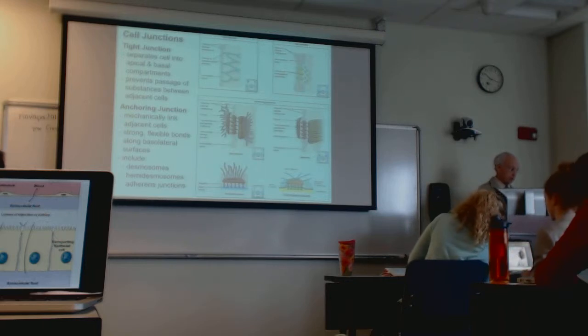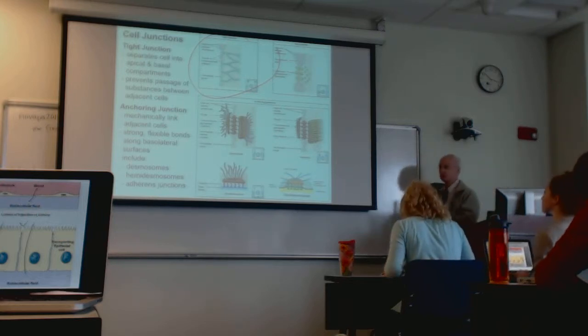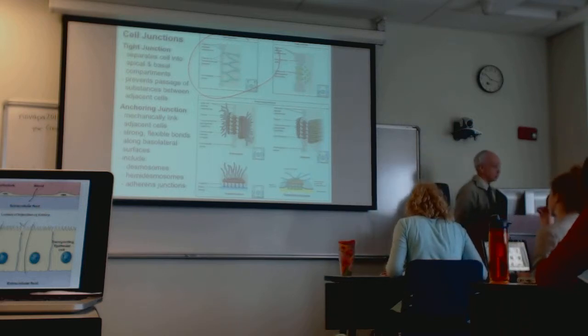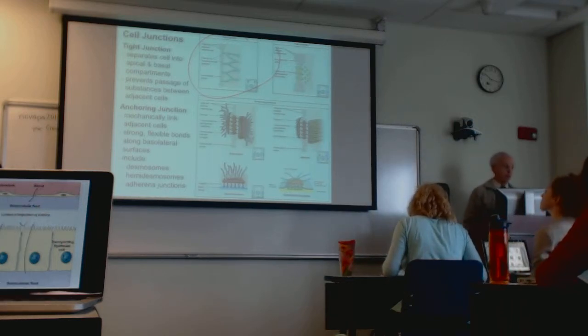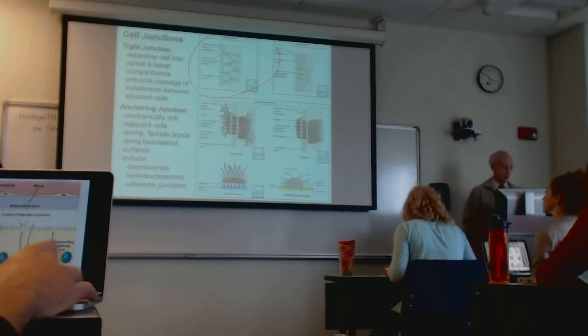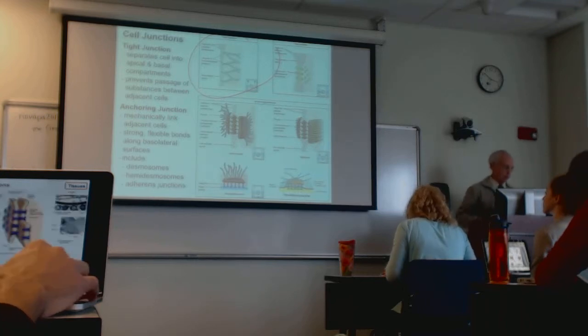As we look at the graphic here on the upper left, that's an illustration. It's kind of like a series of rivets in the adjacent epithelial cells. Those are transmembrane proteins, and their function is to rivet those two cell membranes together to ensure that nothing passes between them.